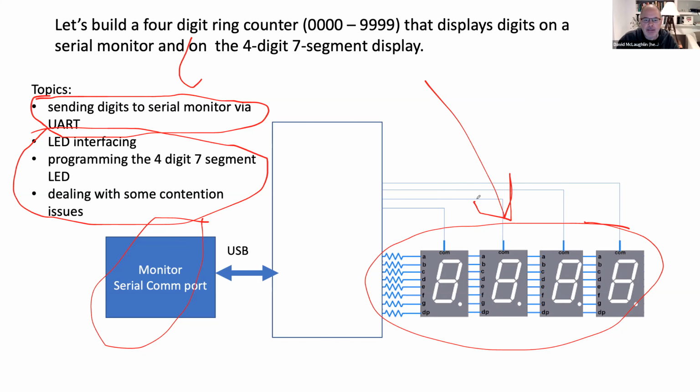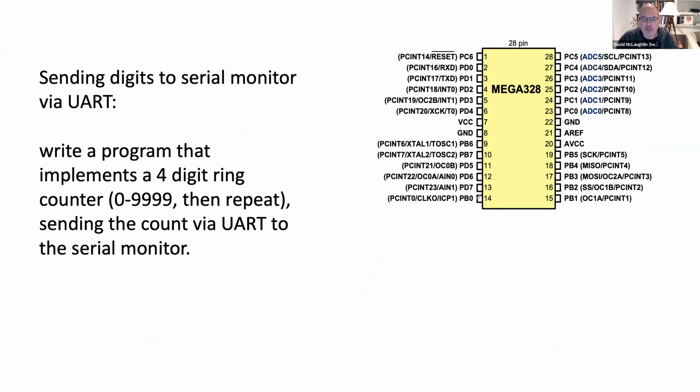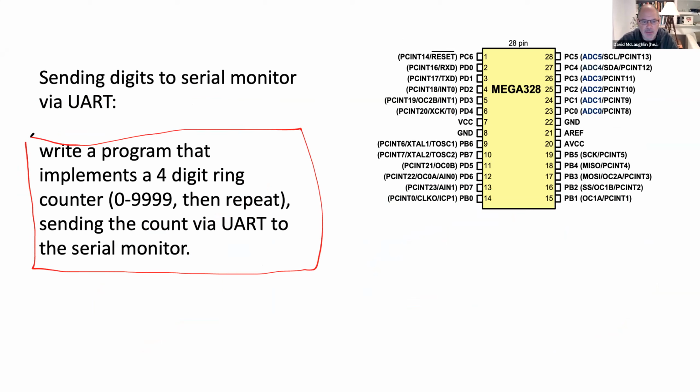Okay. All right. So how do we do it? Let's start. We want to write a program that implements a 4-digit ring counter, just counting 0 to 9999 and then repeat. And we want to send the count to the serial monitor via the UART. So what we want showing up on your terminal window on your laptop, or your PuTTY window if you're on a Windows machine, is 0, 1, 2, 3, 4 on up through 9999 and then repeat.